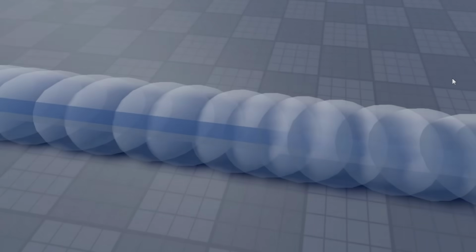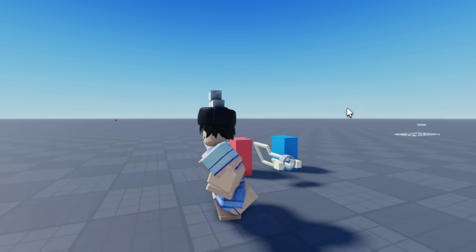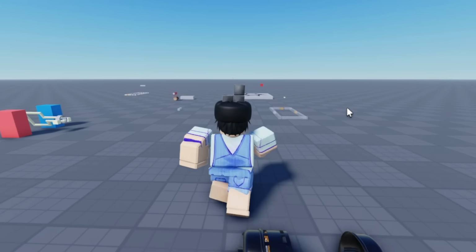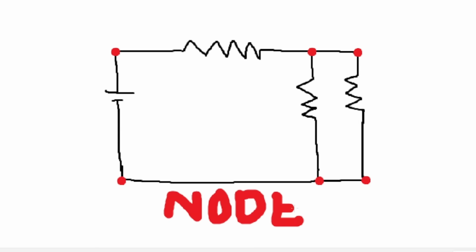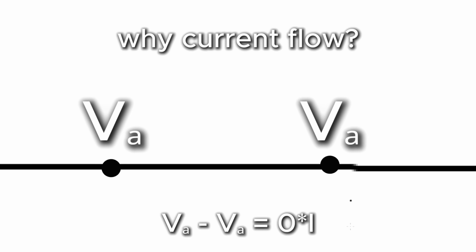I don't know, which is why we don't talk about the first model. Let's move on. So, I realized that circuits are modeled using nodes, so that's the idea. However, I came across an issue. If there's no voltage drop in an ideal wire, then why does current flow?